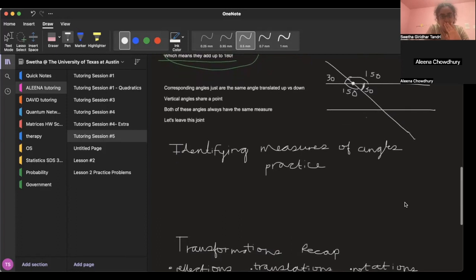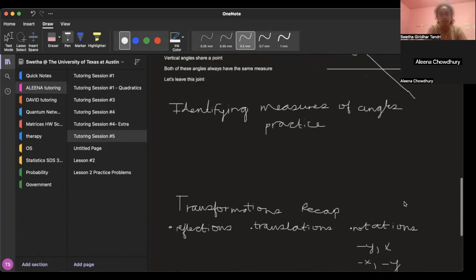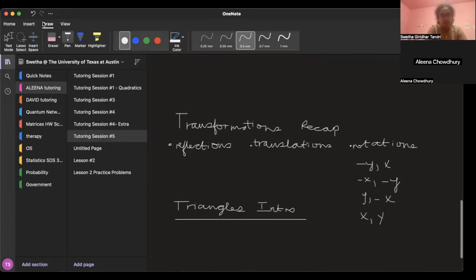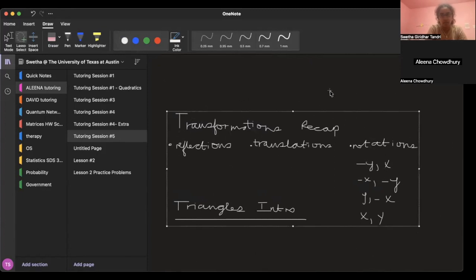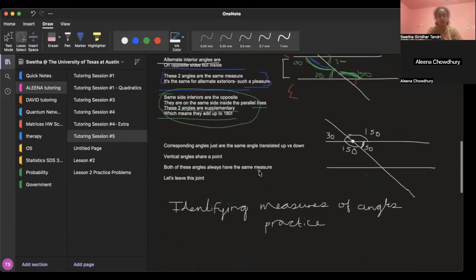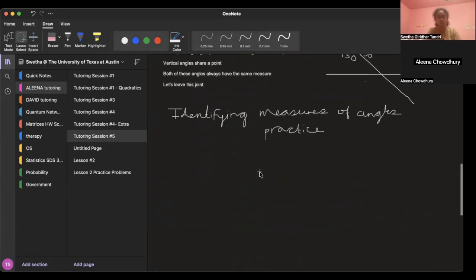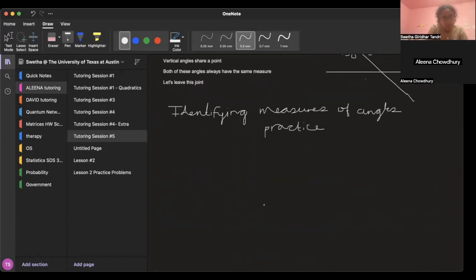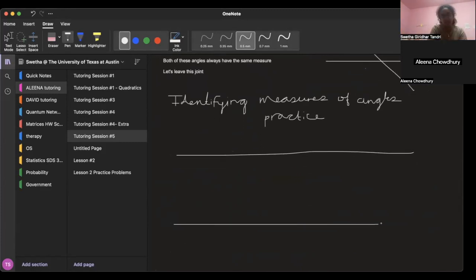Now let's do this little practice where we identify measures of angles. Let me move this downward a little bit. This will be a little bit of an introduction to proofs. We're not going to do formal proofs or anything like that, but we will practice identifying angles by using all of these properties.